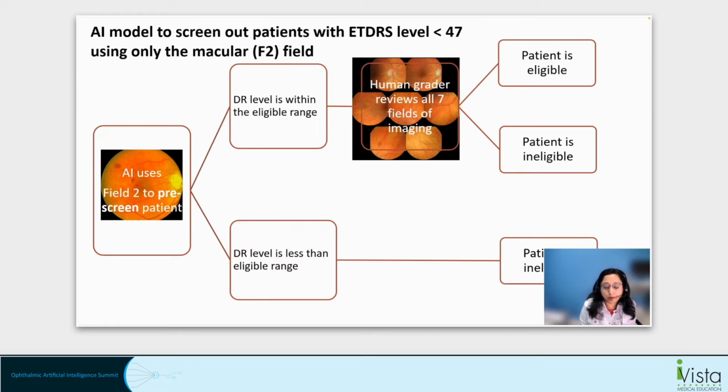To take this further into a workflow, if this field 2 is submitted to this algorithm and the AI model says, yes, patient is eligible within the range, then the photographer can proceed with 7-field imaging and give it to the reading center graders to further confirm eligible or not. However, if the AI model determines that the patient is not eligible and screens out, then the patient remains ineligible.